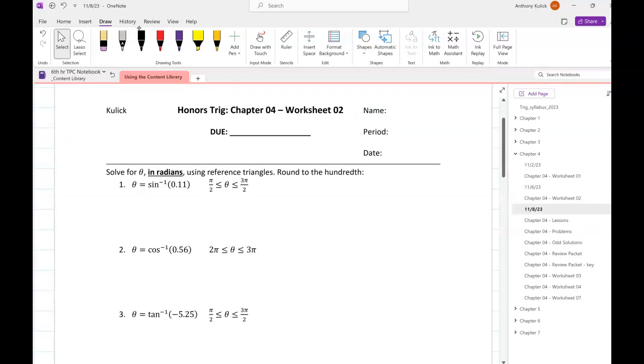So to do any of these problems, I want to first start by drawing my picture, right? Because the picture is going to be what gives me the equation that I need to write to type into my calculator.